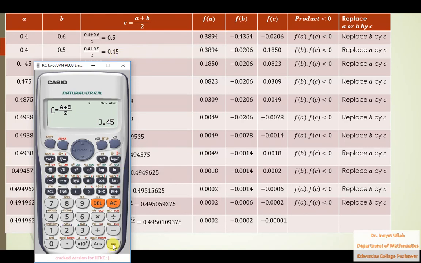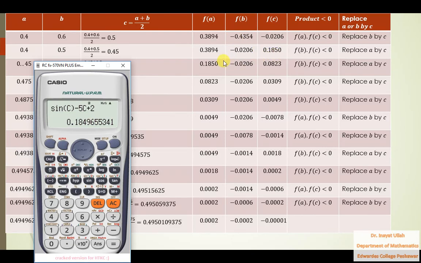Now press equal sign, we'll get f of a 0.3894. Then press equal sign, we'll get f of b minus 0.0205, rounding this up to 4 decimal places, so 06. And then press equal sign to get f of c, 0.1849, which can be written as 1850. So this is 0.1850.